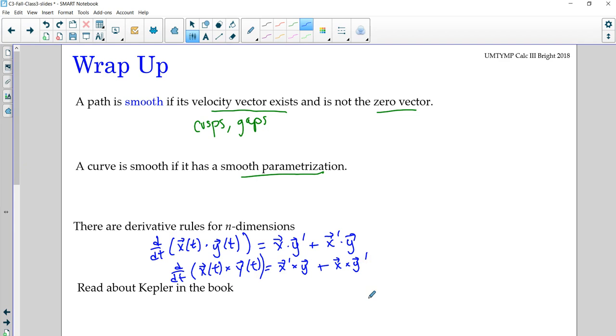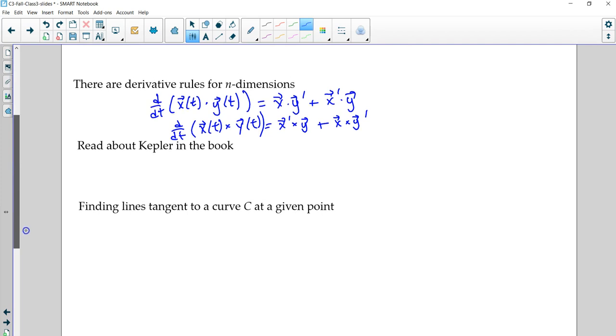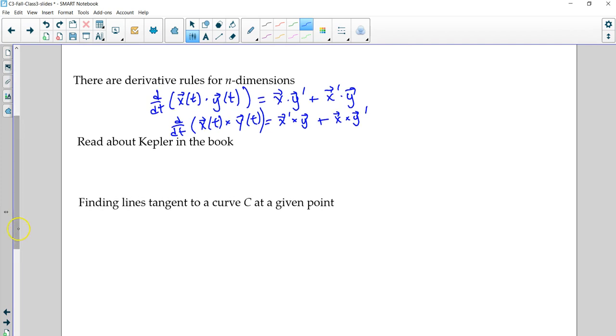Okay, this section is also in the textbook. It has a lot of information to do with Kepler's laws of planetary motion. So very interesting to read if you're into that. So I was. So please read those.